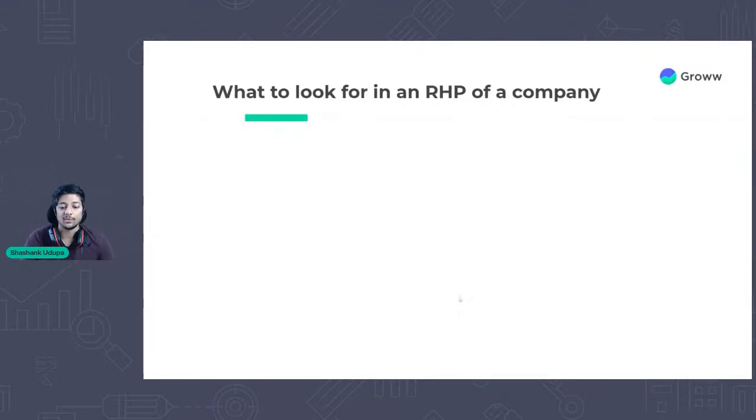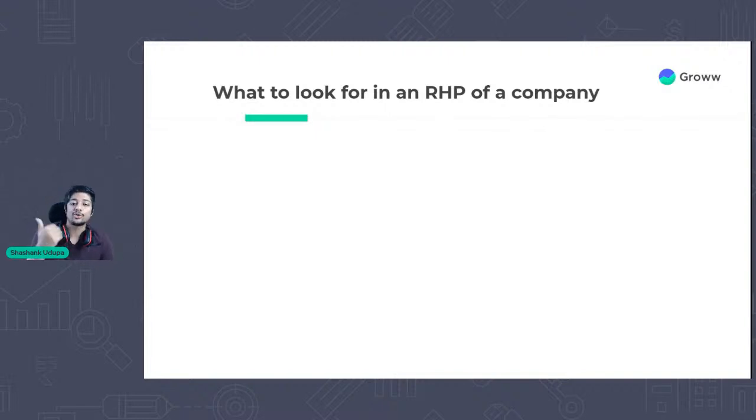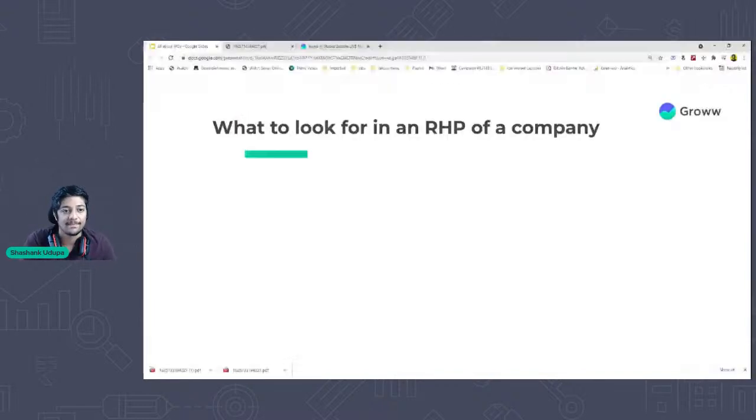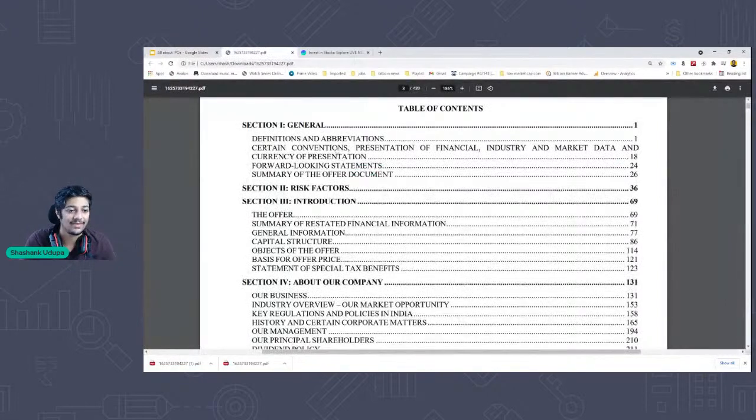Now, let's look at what to look at in the RHP of a company. What I'm going to do is screen share and show you a red herring prospectus of a company that recently went IPO, which is Zomato. Right, so I'm going to go through Zomato's IPO document and show you how this works. Right, awesome. Don't worry, I have everything ready.